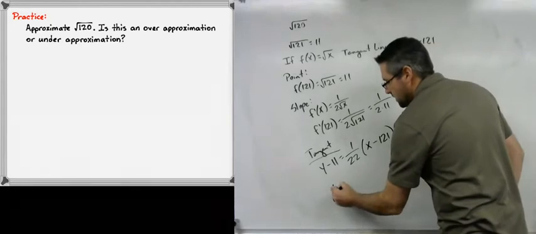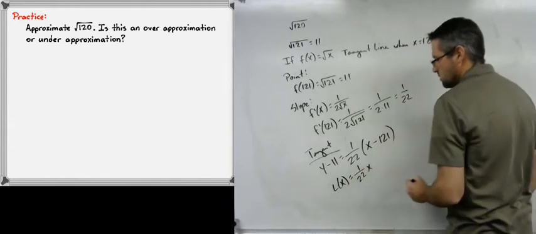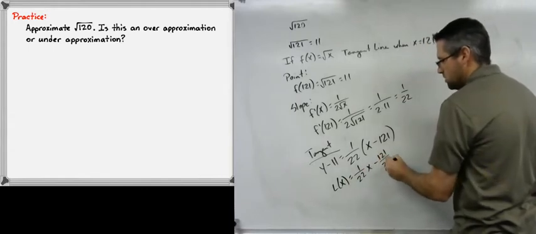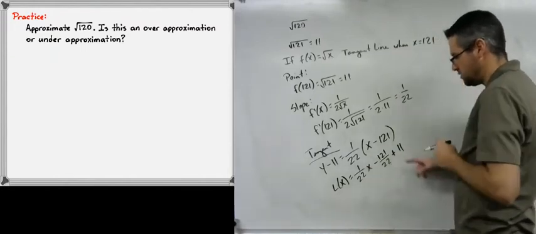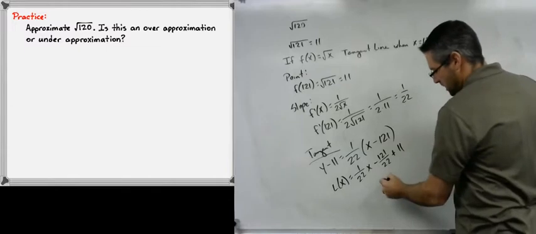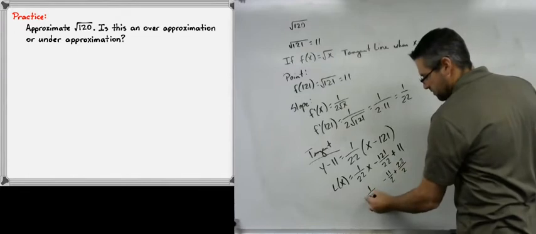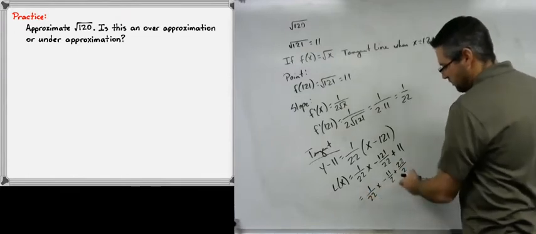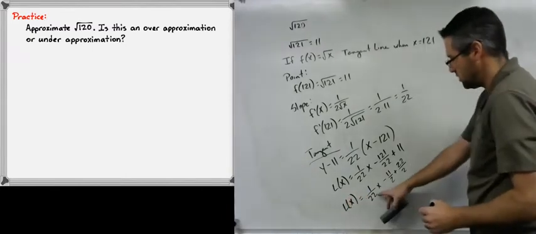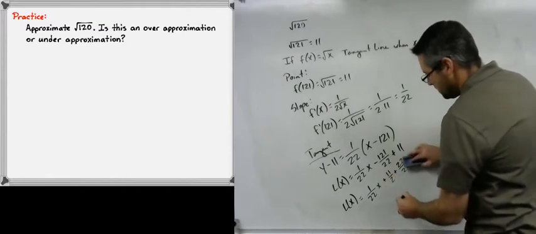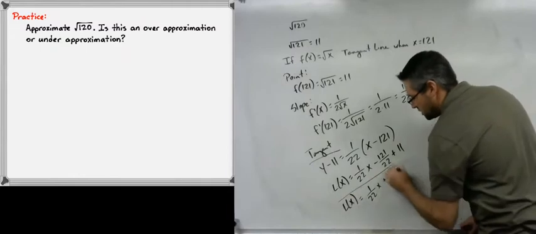Remember, we want to write it as a linearization, so we'd say L of x equals 1 over 22 times x minus 121 over 22 plus 11. And now I can simplify that further if I need to. This reduces by 11, so I'd end up with 11 over 2 plus 11, so plus 22 over 2. That's L of x, and then that would just be 11 over 2. So we could say that L of x is equal to 1 over 22 x plus 11 over 2. So that is my tangent line there.